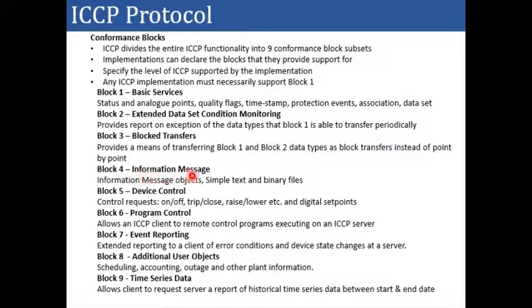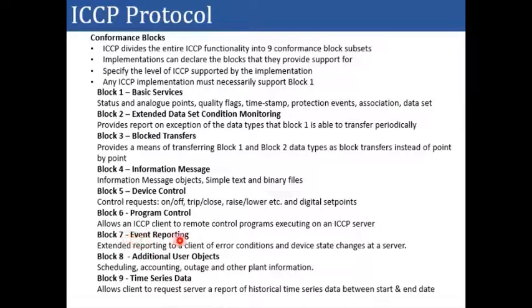Block 4 contains the information messages. Here the information message objects or the simple text and binary files are shared. Block 5 is the device control, where the control requests such as on off, trip close, raise lower, etc. and the other digital set points are communicated. In block 6, mainly we share the program control, which allows an ICCP client to remotely control the program executions on an ICCP server.